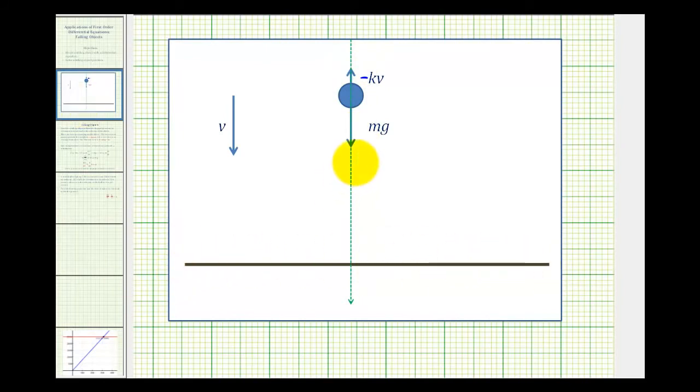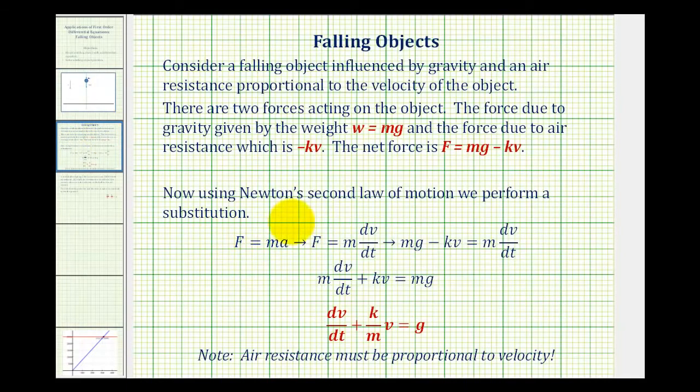Now let's see how we can come up with our differential equation to model this falling object. Using Newton's second law of motion, we know force is equal to mass times acceleration, where F equals m times a. Well, the first thing we can do is replace acceleration with dv/dt, or the change in velocity with respect to time. Next, we now know that our net force, or big F, is equal to mg minus kv. So here's a differential equation that we can use to model the falling object, but we do want to change the form of this differential equation.